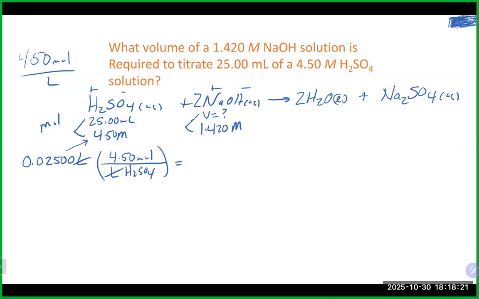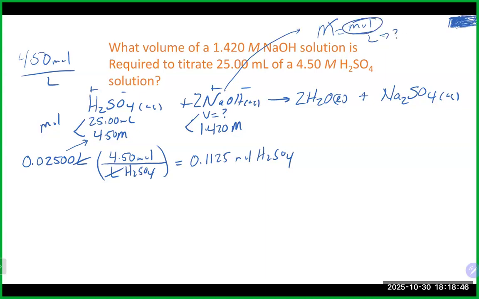And if we get an answer here, 0.025 times 4.5 looks like 0.1125 moles of sulfuric acid. Once again, if we think about the sodium hydroxide, which is ultimately where we're trying to get to, and we think about molarity, we obviously do have the molarity given to us. We are looking for the volume.